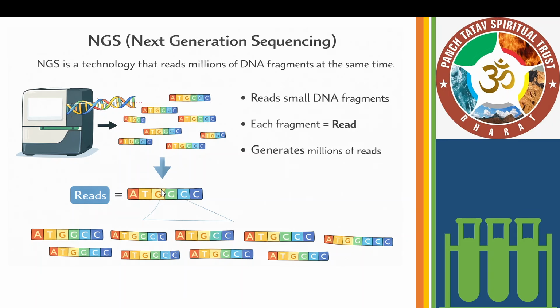Basically, if we read this fragment from one side only, from left to right, meaning we start from one end and go till the other end, we are reading this DNA fragment in only one direction, from left to right. So this is called single end sequencing.